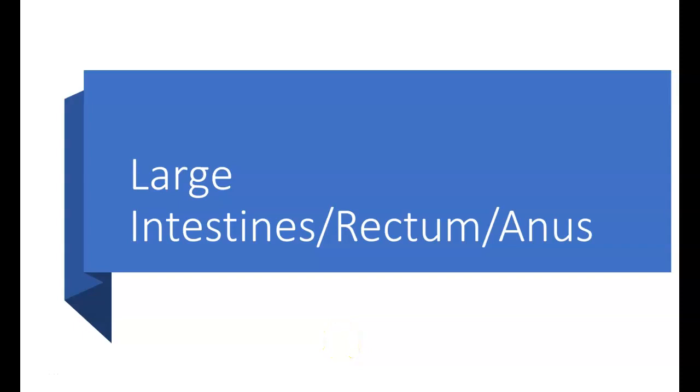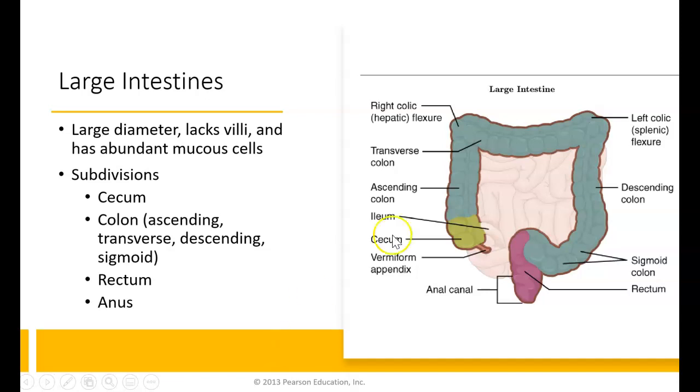This lecture video is going to look at the last organs that are going to hold our food or our chyme, which is the large intestines, the rectum, and the anus. The large intestines is called large intestines because of its large diameter compared to the small intestines.